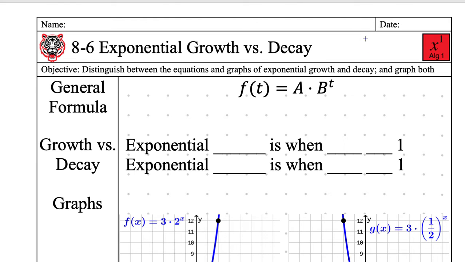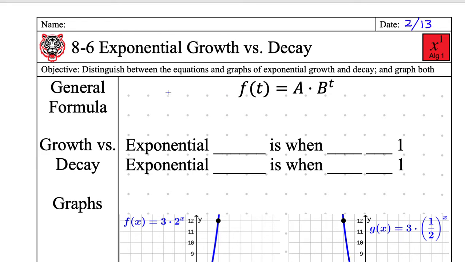Alright, this is lesson 8-6, exponential growth versus decay. Today's date is Thursday, February 13th, 2020. Our objective today is to distinguish between equations and graphs for exponential growth and decay, and then to also graph both of them by hand.